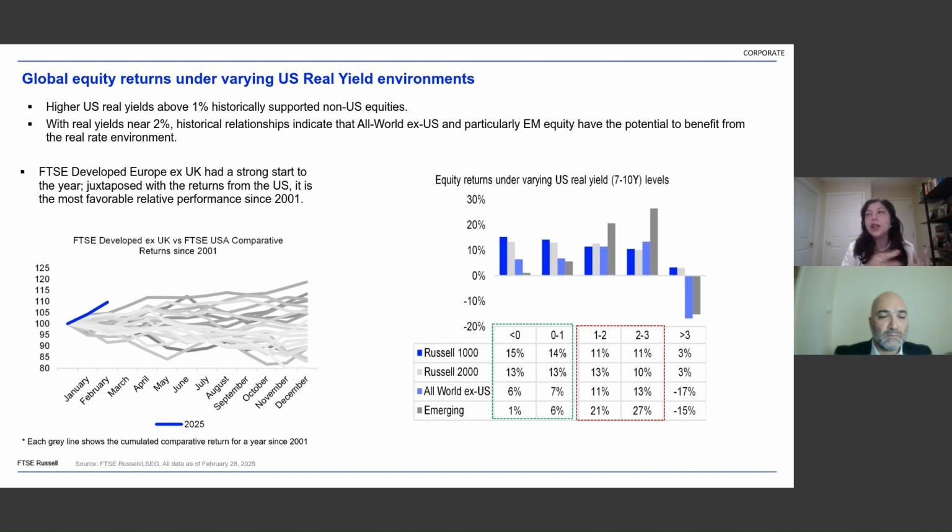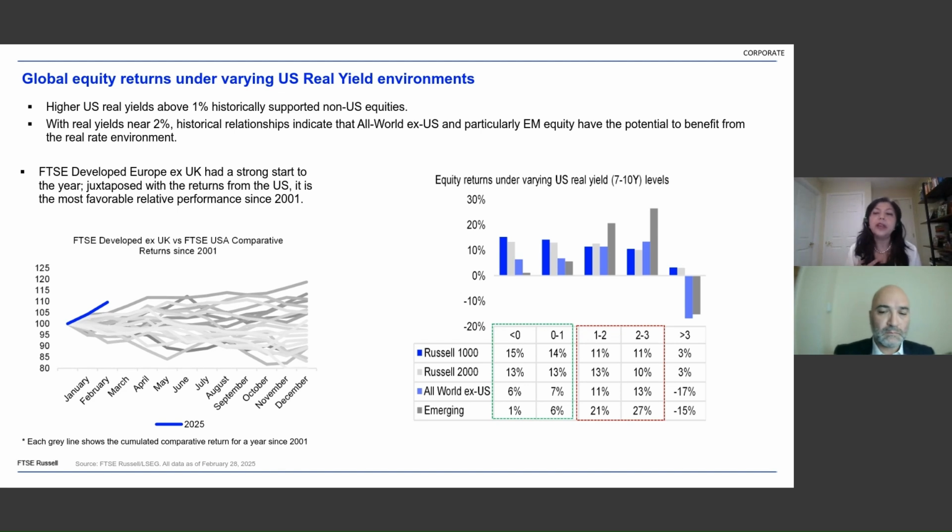Now, having said all this, what are the reasons? Some reasons commonly talked about are, of course, the high policy uncertainty emanating from the United States, and China's DeepSeek model, which shook up the AI tech story. But I would like to lay out another real macro story to it. On the right-hand side, what you see is how different equity markets, the US large cap, small cap, all world ex United States, and emerging markets, perform under different real rate regimes.